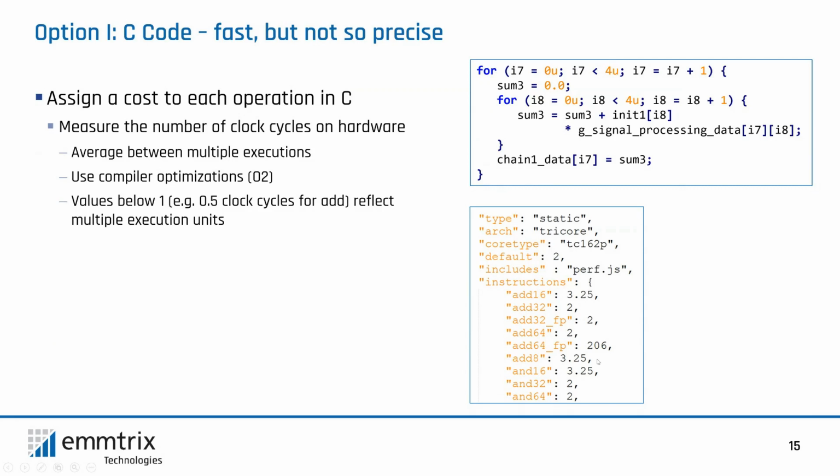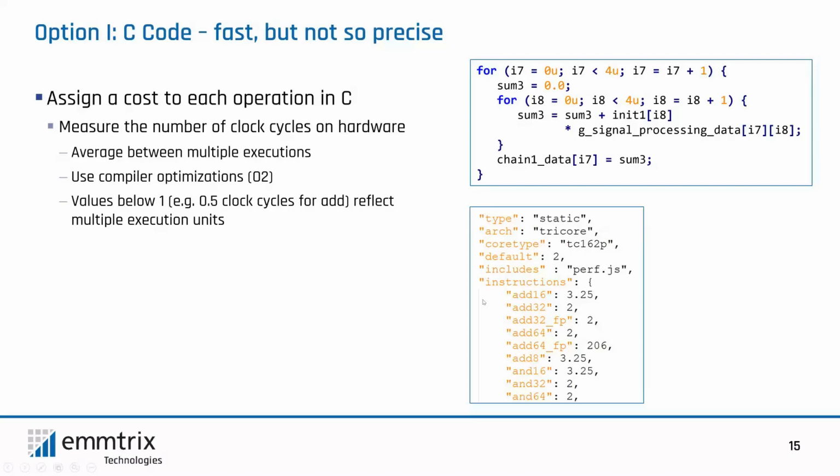We have defined these in a file like this. Here we can see an add with 16-bit variables, and we assign a cost of 3.25 to it. For addition with 32-bit, we assign two clock cycles. With the FP, we mean floating point, so this would be the 32-bit float data type, also 2 clock cycles.